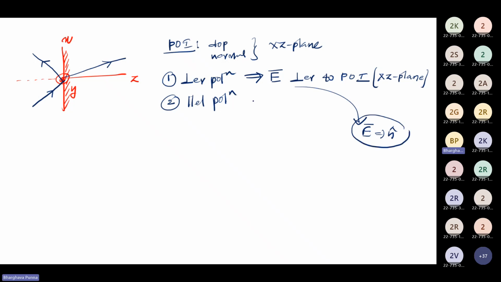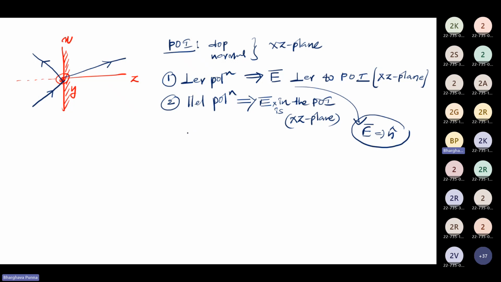Now parallel polarization. Parallel polarization means we have to take just the opposite. The electric field is parallel to the plane of incidence, or the electric field is in the plane of incidence. That means the electric field should be available in the XZ plane. You have to draw the electric field in the XZ plane only. If you draw like that, then we can tell that it is parallel polarization.